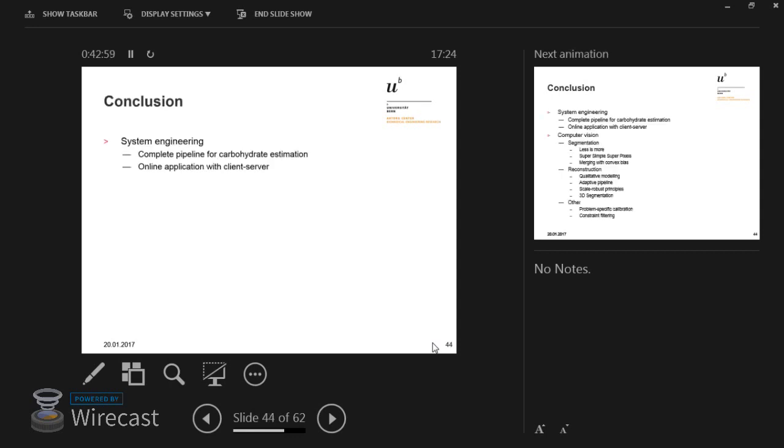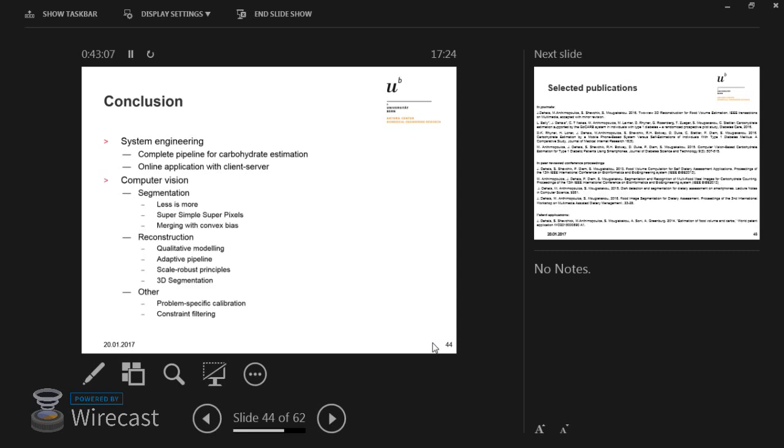So, to conclude, this work was a lot of system engineering and putting it all together to make it work for the clinical trials, amongst others. But there was also some work done in the computer vision. There were plenty of things to try and never enough time to try everything. So we did that, and we hope that it worked. Of course it did, quite well.